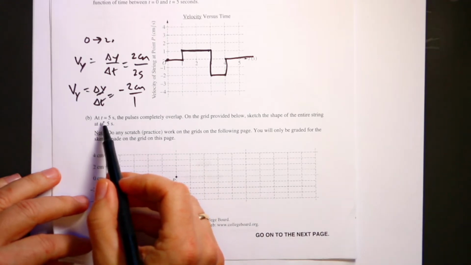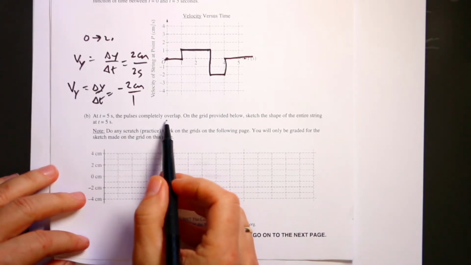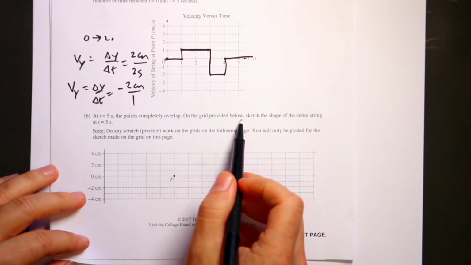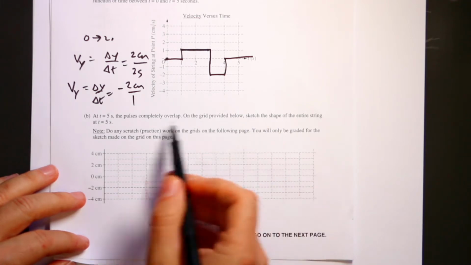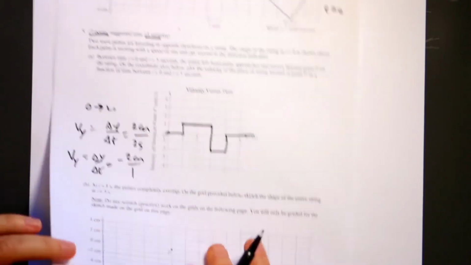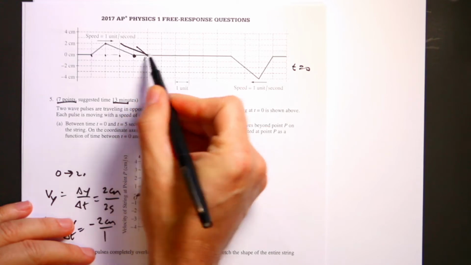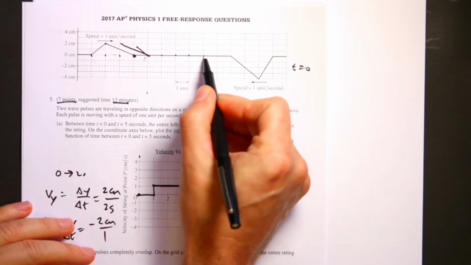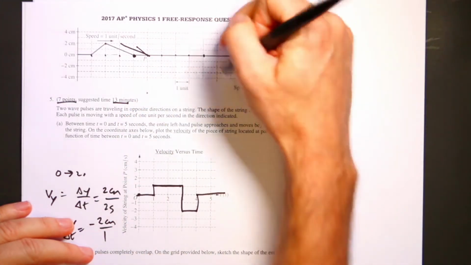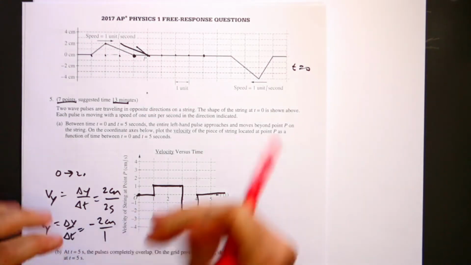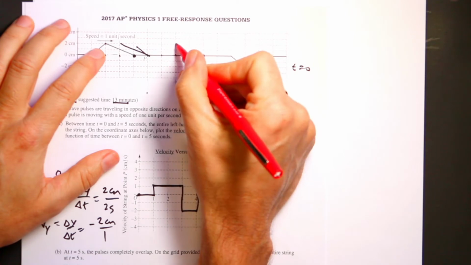At t equals 5 seconds, the pulses completely overlap. On the grid below, provide a sketch. Sketch the shape of the entire string at t equals 5. Okay, let's just say at t equals 5, this first point is going to be 1, 2, 3, 4, 5. It's going to be right there. So it's going to be, let's do this in red. And I know that it's not zoomed in the best, but it's going to go like this.